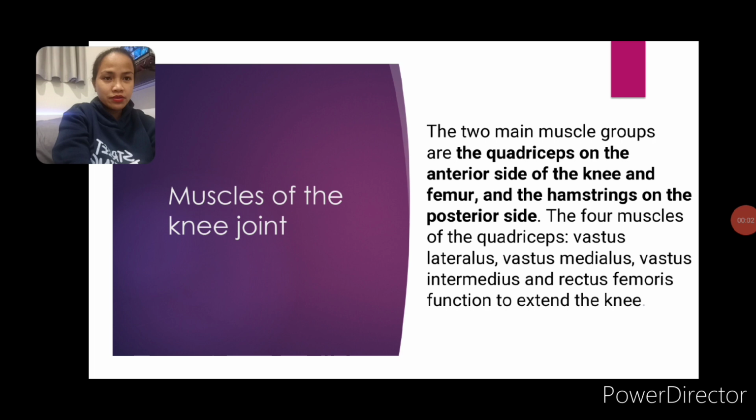Muscles of the knee joint. The two main muscle groups are the quadriceps on the anterior side of the knee and femur, and the hamstrings on the posterior side. The four muscles of the quadriceps, vastus lateralis, vastus medialis, vastus intermedius, and rectus femoris, have the function to extend the knee.